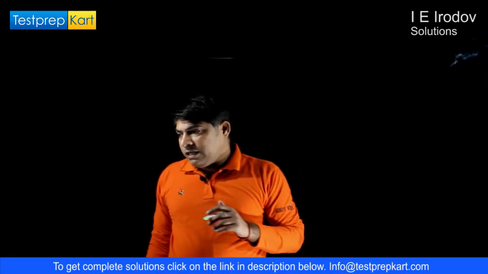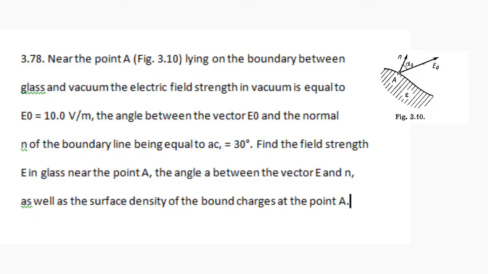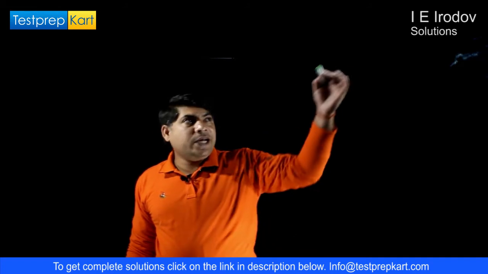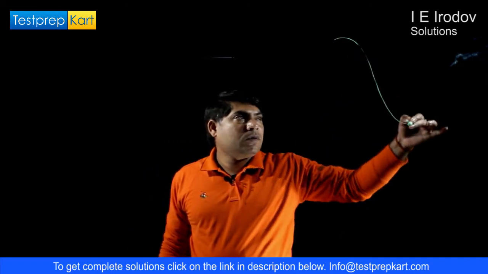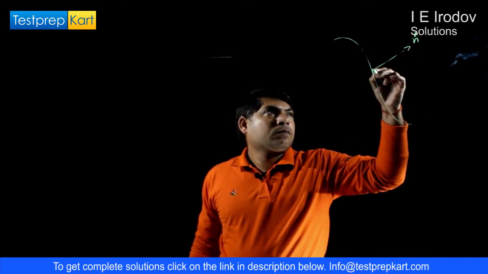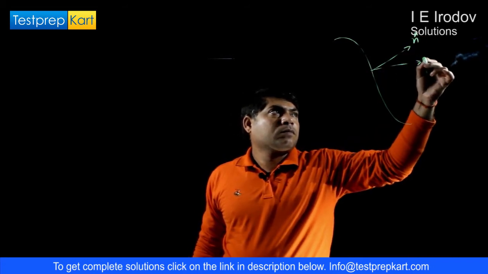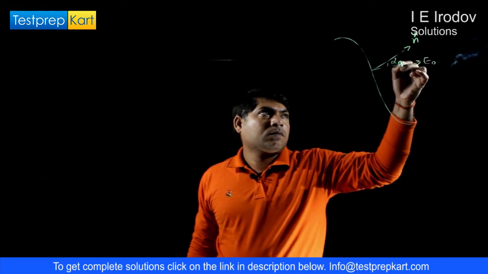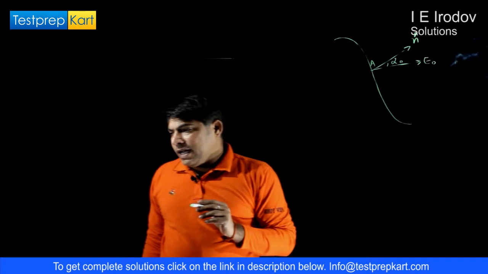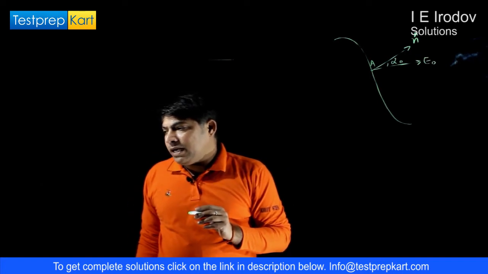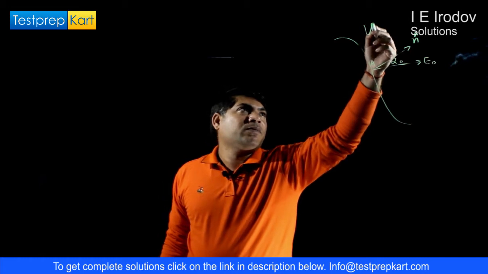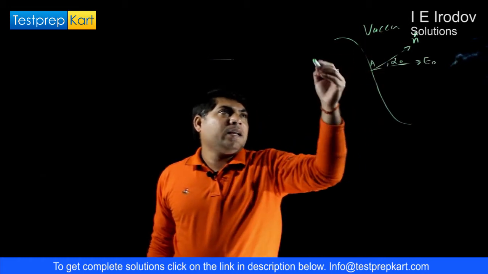Question number 3.78. Here a figure is given. This is point A, near to which we have the boundary between glass and the vacuum. This surface is vacuum and the inner one is glass.